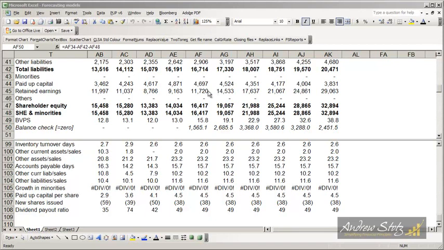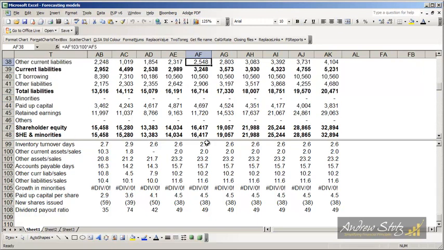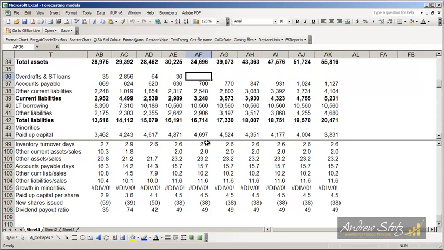So now we've finished forecasting, but the problem we have is that our balance sheet doesn't balance. Now, the way that we solve this is that we have to have some kind of plug or some kind of balancing item. And so we're going to use the overdrafts and short-term loans as our plug. In other words, if we don't have enough money to cover the amount of assets that we have, we're going to borrow more money. So how do we do this?